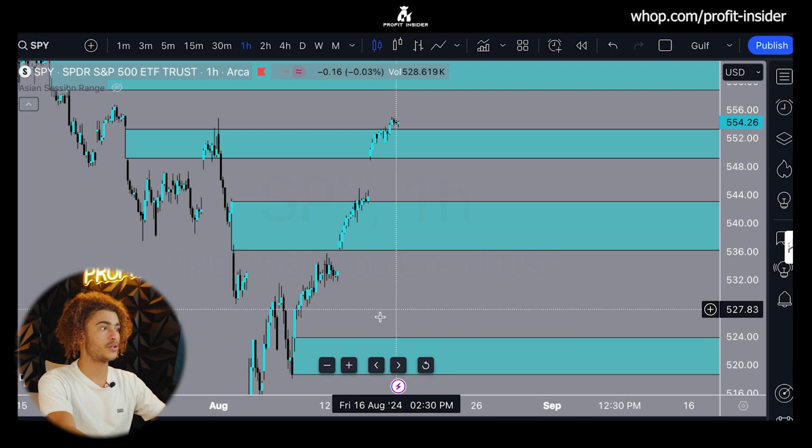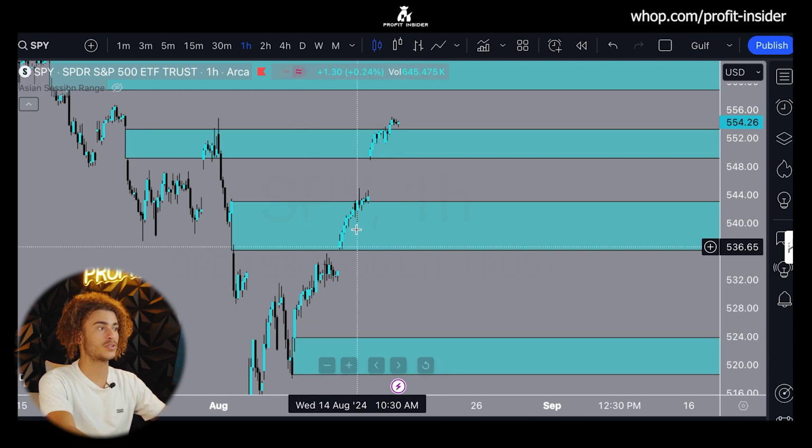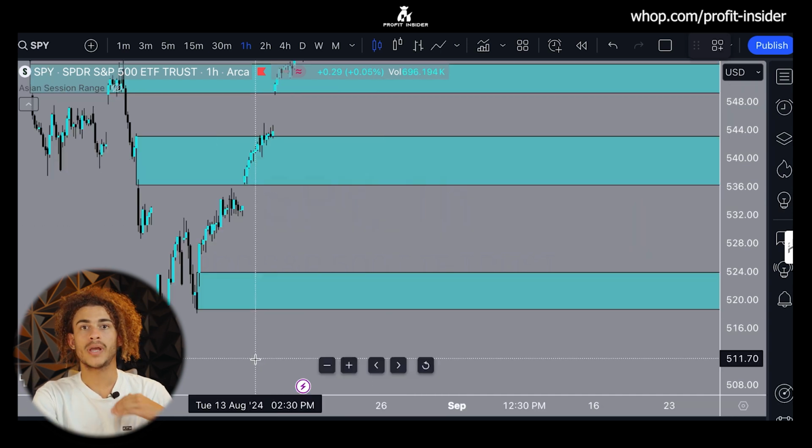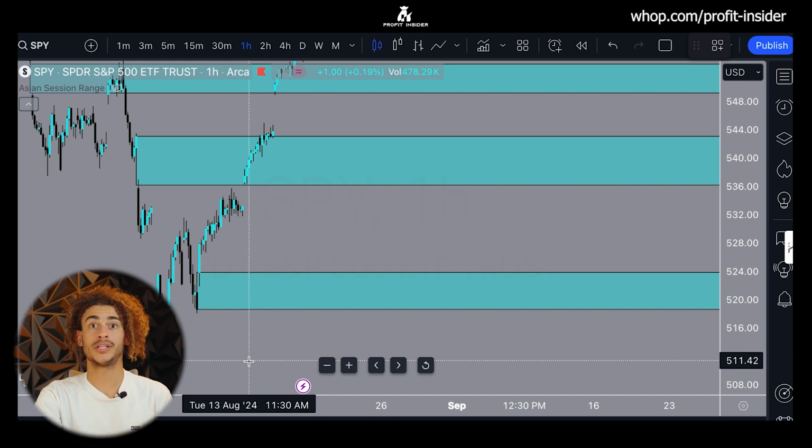Same thing could have happened here. You could have identified that we're in an uptrend and then you could have targeted this next gap. With this strategy, I like to combine trends and gaps. A trend is super simple. A trend literally means the direction that price is moving.